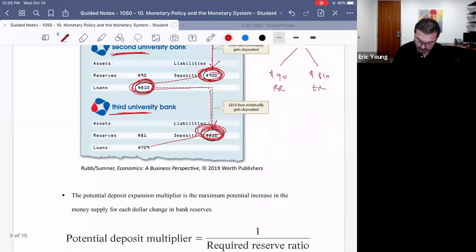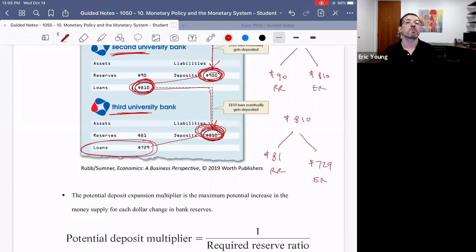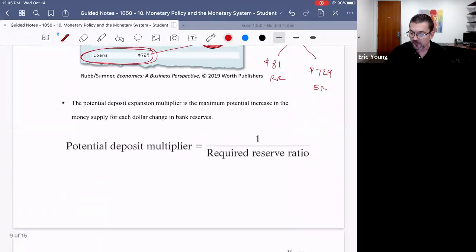Notice that Third National Bank has $810. Given the 10% required reserve, only 81 is required, but the remaining 729 is excess, and you can bet and guess what this bank will do. They'll loan out 729 to another person who will put it in their bank, who will split that deposit into required and excess, who will loan out the excess, and the process can keep going for a real long time.